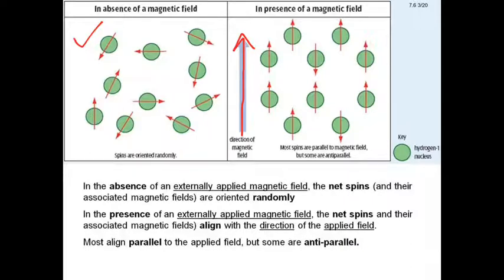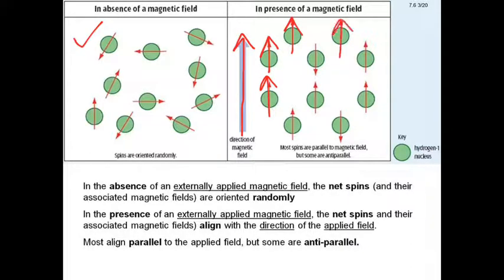Now, that's what we do. We apply an externally applied magnetic field. We force them to line up their little magnets, their little directions of spin, so that they're orientated parallel to the direction of the externally applied magnetic field. Now, most of these spins will be aligned parallel. These are the ones that I'm saying are parallel, like this.